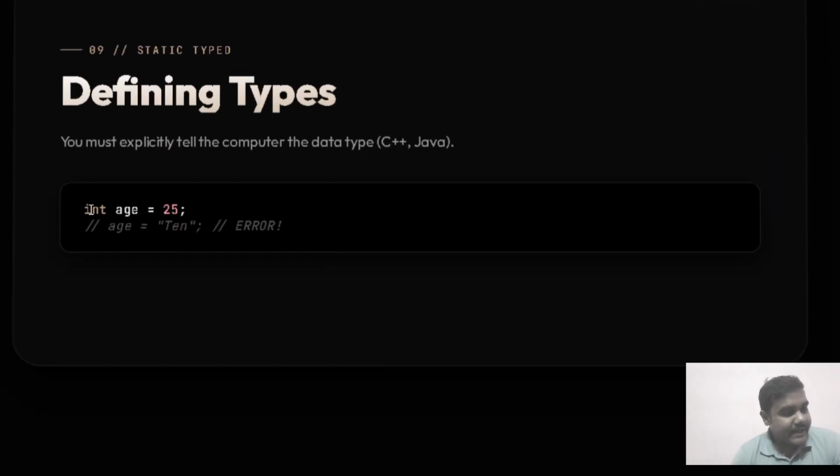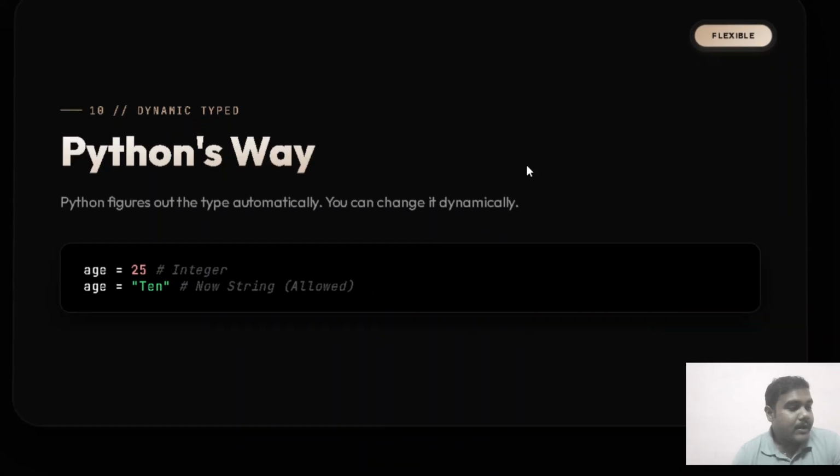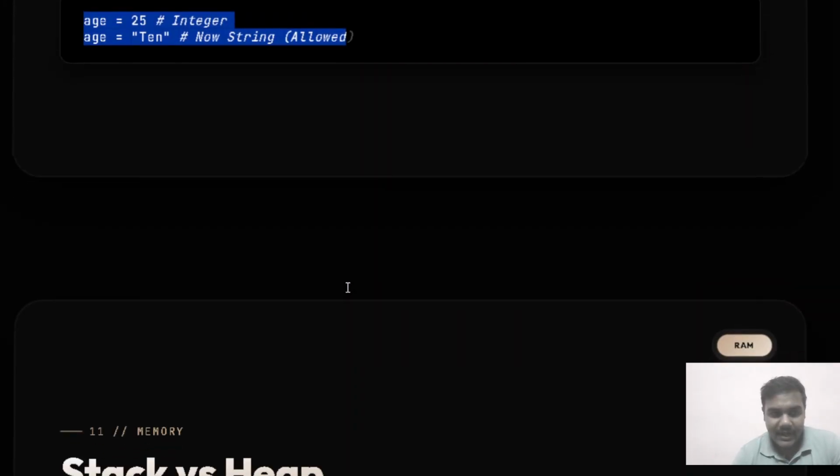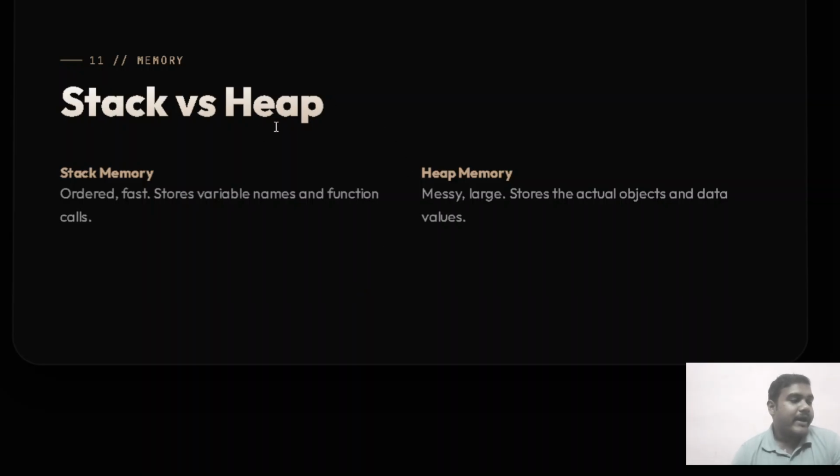So as I was saying, int age equals 25, you have to define the integer, or int, in the first place, and this is an example of C++ or Java. Okay, now in the case of Python you can actually store anything like this. That's why this is called a dynamically typed programming language. Okay, next comes the concept of heap and stack memory.